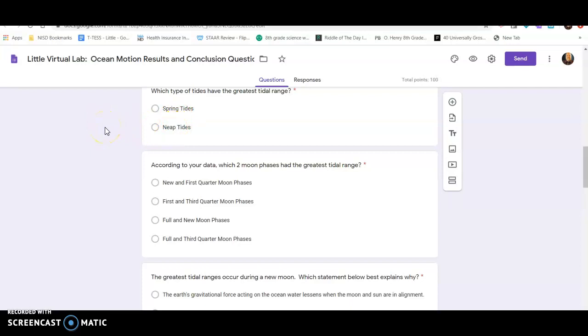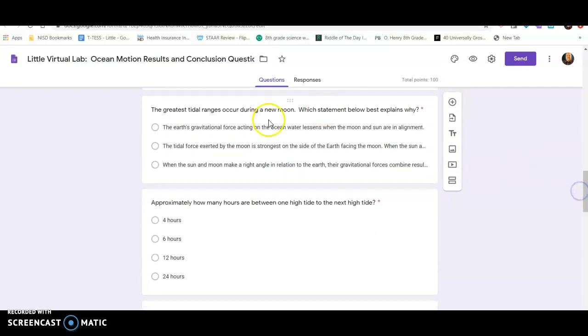If you are paying attention to the textbook and the oral lecture, that should be a pretty easy question to answer. According to your data, which 2 moon phases had the greatest tidal range? Again, if you looked at the oral lecture and the textbook, this one should be easy peasy. Is it new and first quarter moon phases, first and third quarter moon phases, the full and new moon phases, or the full and third quarter moon phases? Okay, scrolling down, get the next couple questions up.